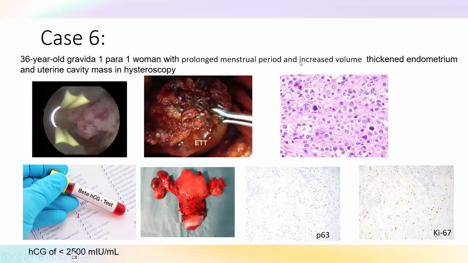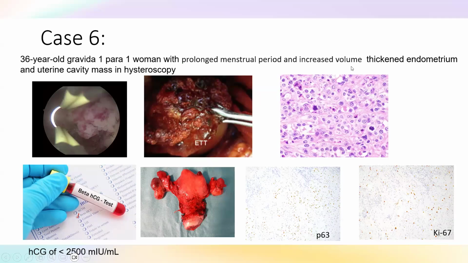Okay, now we come to case number 6, the one before the last. We have a 36-year-old gravida 1 woman with prolonged menstrual period and increased volume, thickened endometrium. Okay, she had hysteroscopy, and on hysteroscopy you saw this mass. Her beta HCG was around 2000 mIU per mL, and we had the biopsy, and then she had a decision of hysterectomy, and this was the tumor.